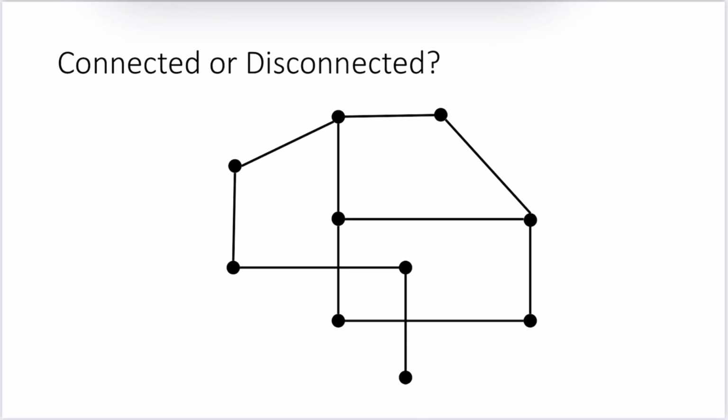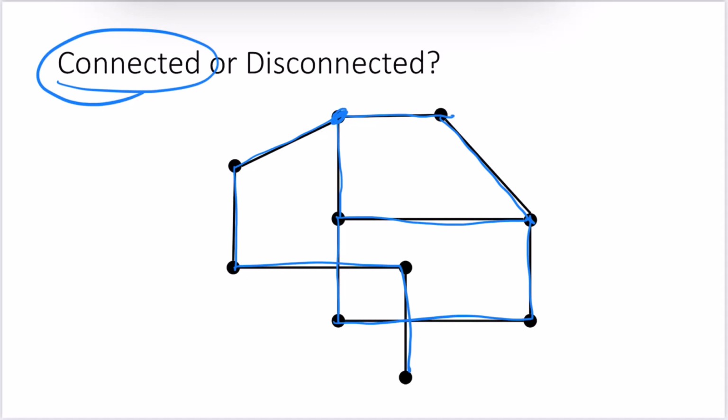Okay, so this is a connected graph because if I start at any one of the vertices, I can get to all of the other vertices from that vertex. So if I highlight all the different pathways I could take, the entire graph is all connected together. And so this would be an example of a connected graph.